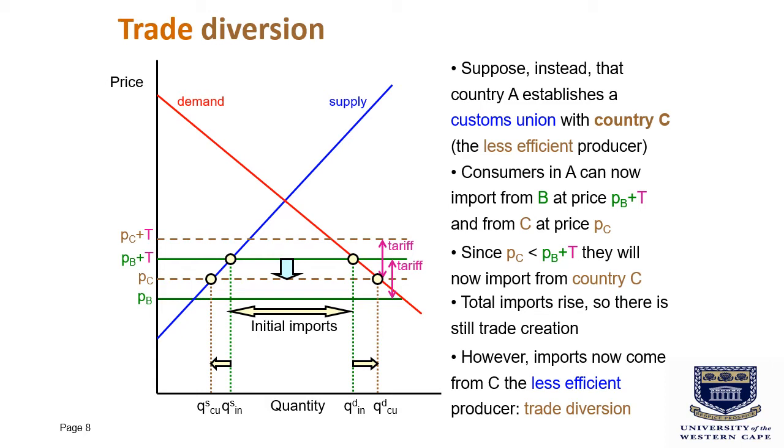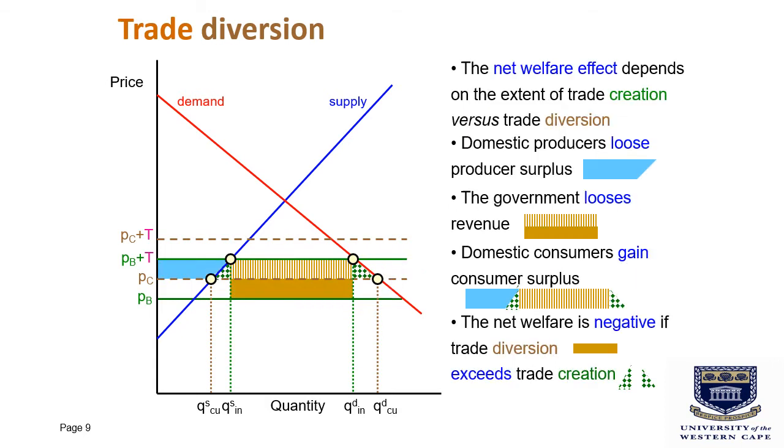And as we can see, with the lower price that we faced before, imports are going to increase. So what we are going to show is that this least efficient producer is actually trade diversion. And we're going to do that in terms of little color triangles, as we've done before. In order to show the trade diversion, we need to analyze the net welfare effect.